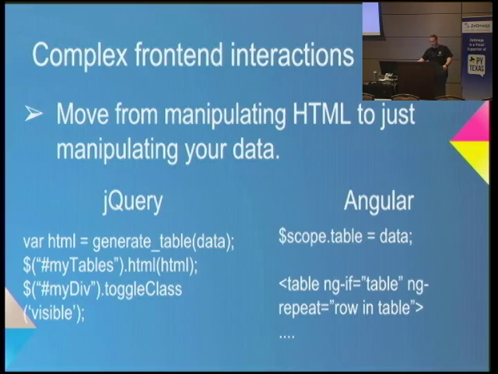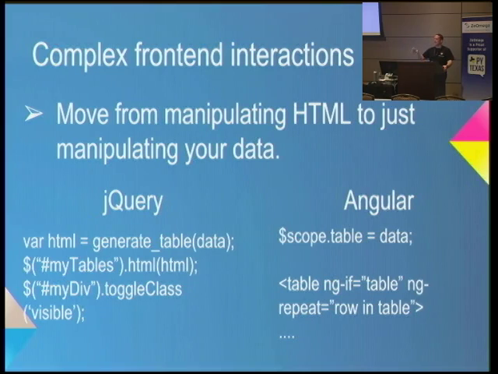So if you look at the jQuery example, maybe you're getting some AJAX request, you're getting a piece of data, you're generating a table from your data, and then you're just sticking it somewhere into that page. And then maybe you're adding a CSS class to make that viewable.